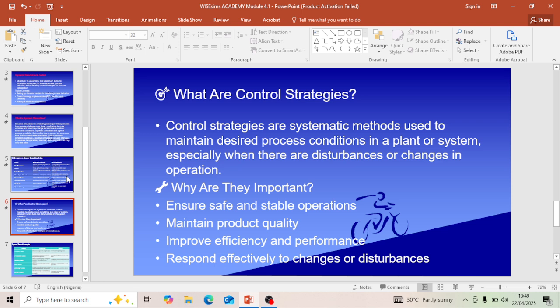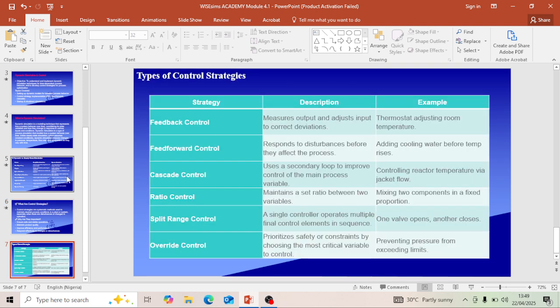All right, so it responds effectively to changes or disturbances. So when there's a disturbance or change, if you're using a feed forward controller, it detects the change before it happens and then tries to control the system appropriately, and things like that. All right, so what are the types of control strategies we have? We have different types, but we are going to be looking at just a few of them. All right, so we have the feedback control, and the description given here: it measures the output and adjusts input to correct deviations, just like your thermostat adjusting room temperature.